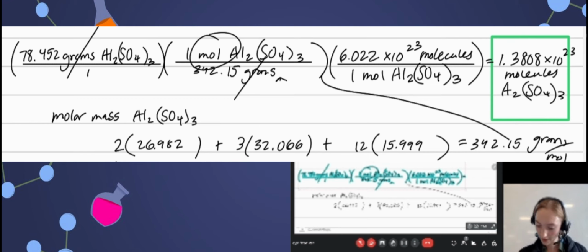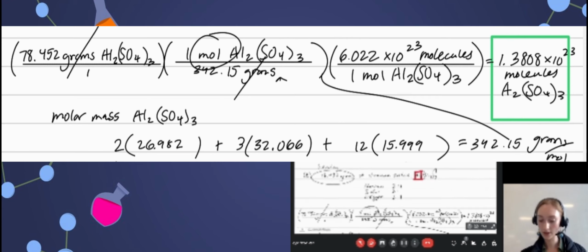And so our final answer is going to be 1.3808 times 10 to the 23rd molecules of aluminum sulfate. So that is answering the first question of how many molecules do we have of aluminum sulfate?